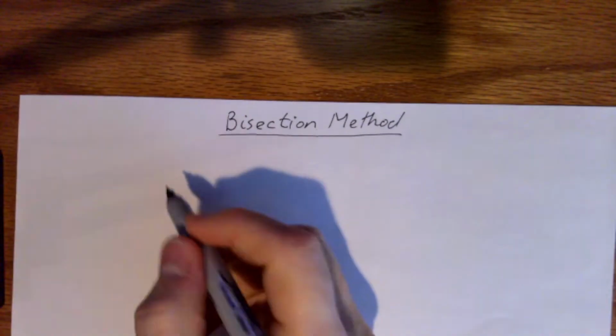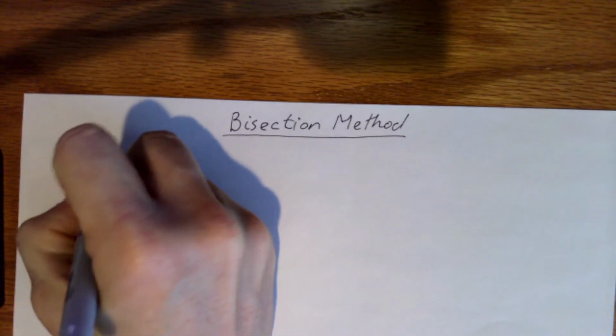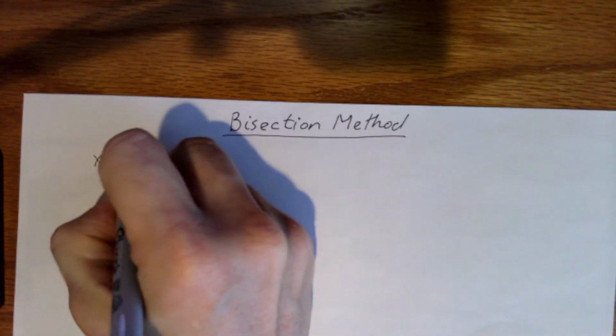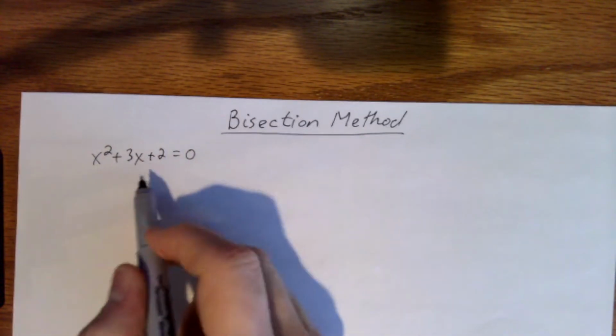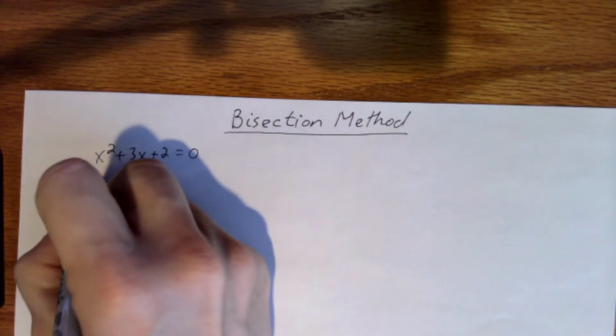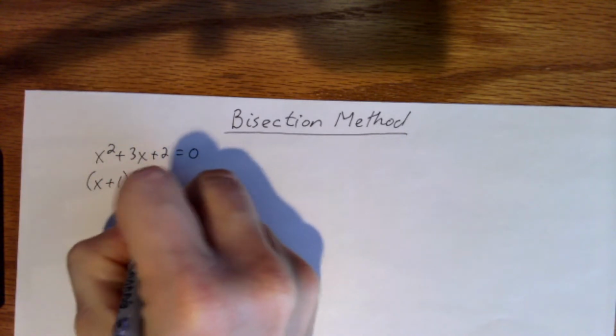Let's talk about the bisection method, which is used for finding roots of an equation. When you were in school, no doubt you had problems like this where you would have x squared plus 3x plus 2 equals 0, and you were told to find the roots. And for a problem like this, you'd factor it, and you get (x plus 1)(x plus 2) equals 0.